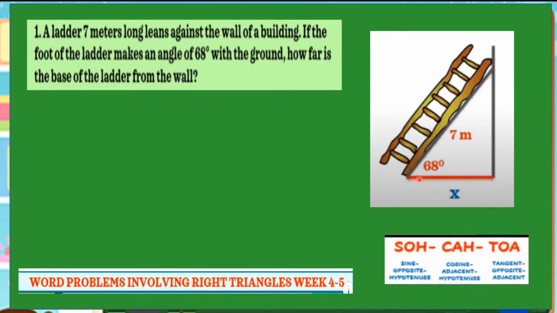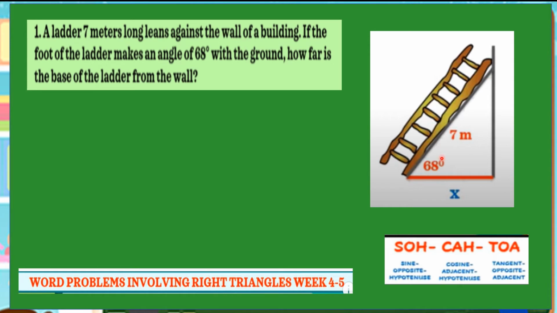So, kaya ginawa natin siyang X. Itong distance between the foot of the ladder to the wall. So, ano kaya ang pwede nating gamiting formula sa ating SOHCAHTOA na mayroong 7 meters. Ano nga itong 7 meters? So, this is the hypotenuse. And this x is the adjacent side.